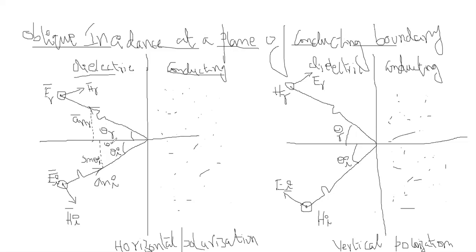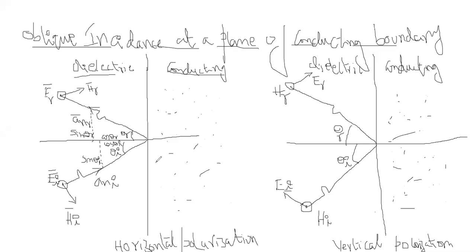For theta R, the opposite side is sine theta R, and the adjacent side is cos theta R. So on the same line we have cos theta R and cos theta I. So theta I is equal to theta R, just to remember that. You can call it Snell's law of reflection: theta R is equal to theta I.